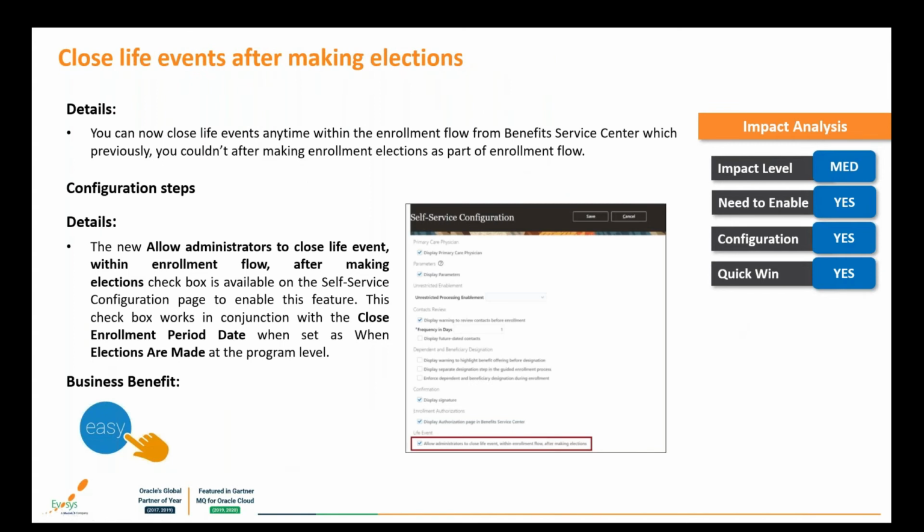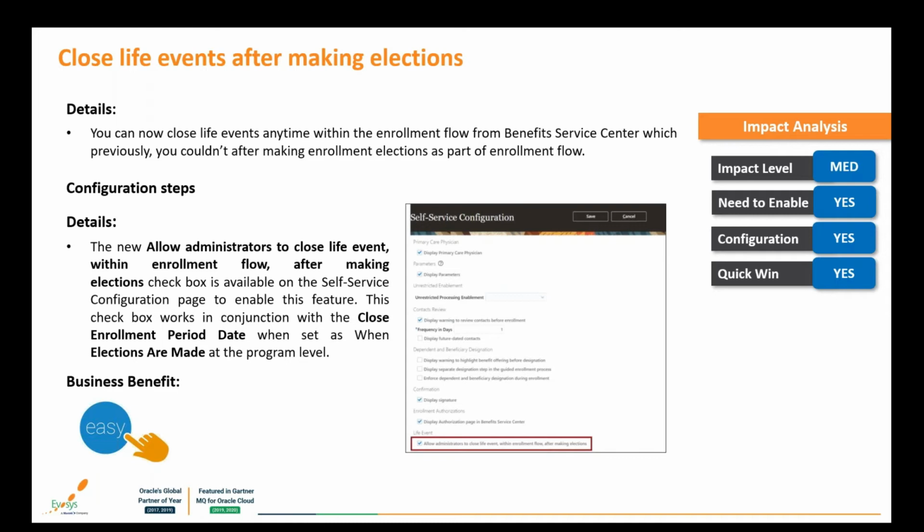Another feature is close life events after making elections. The benefit administrators can now control the closing of life events from the benefits service center as a part of the enrollment flow directly. Most of the time, we see that admins have to perform a couple of extra steps to close the event manually. However, this upgrade will save admins some time and make closing events easier. The admins will receive a pop-up message after submitting the enrollments asking if they want to close the window or not, and this can be controlled accordingly.